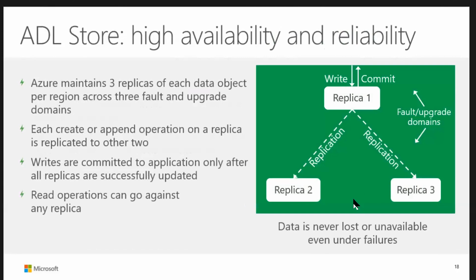And this one is important. The data is never lost or unavailable, even under failures. So let's say replica 3 goes down. It's going to run off of replica 1 and 2 while it's building up another replica. And then once that replica is up, it's going to synchronize everything and keep going. So you have really good fault tolerance with an Azure Data Lake Store.